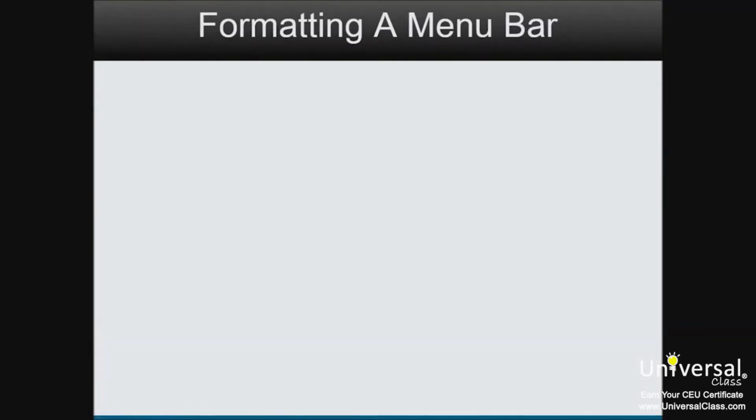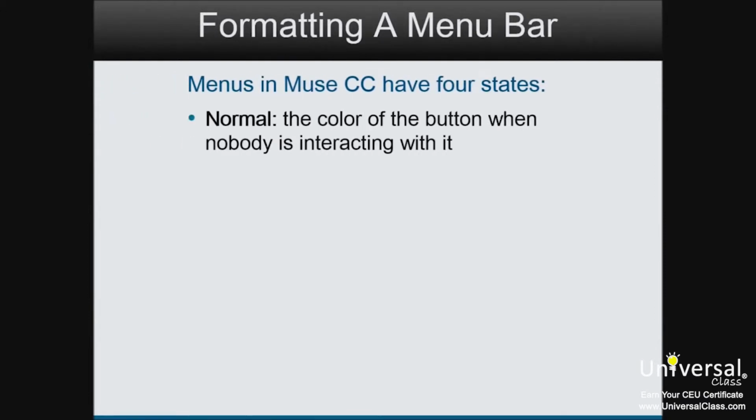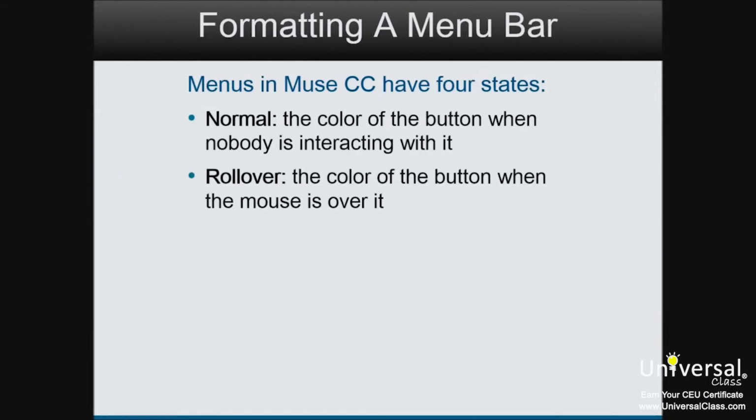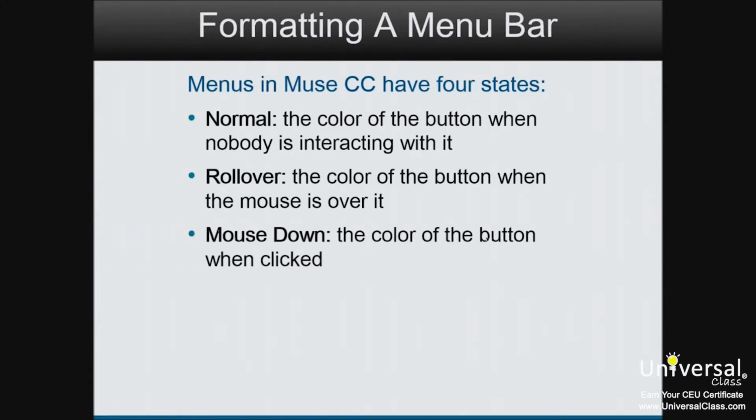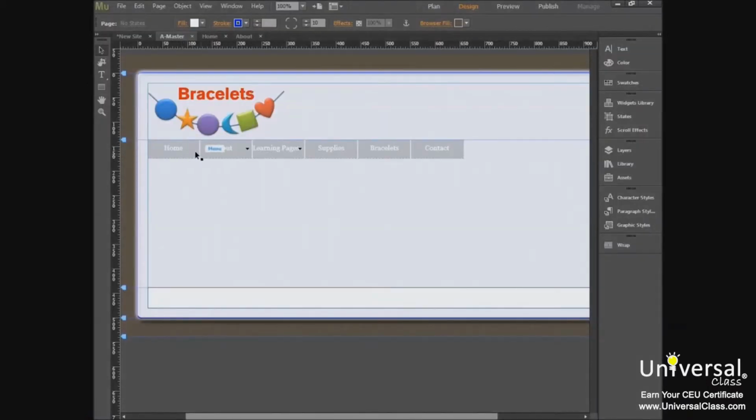Now let's talk about formatting a menu bar. The menus in Muse CC have 4 states. Normal, which is the color of the button when nobody's interacting with it. Rollover, which is the color of the button when the user puts their mouse pointer over it. Mouse down, the color of the button when someone clicks on the button. And active, which is the color of the button that links to the current page. By default, these states are in different shades of gray in Muse CC. You can change these colors and even add gradients to further customize the look of your menu.